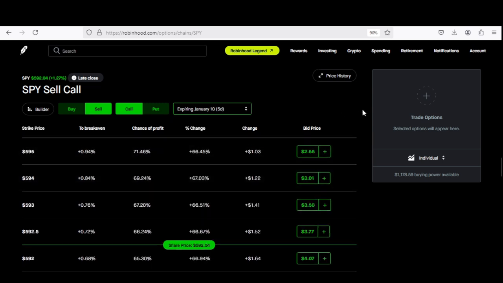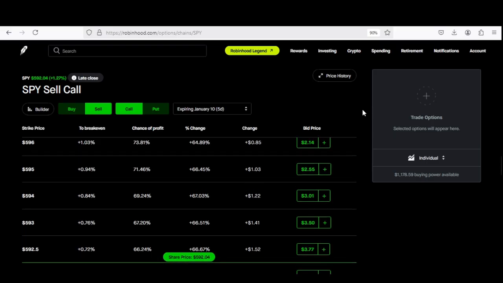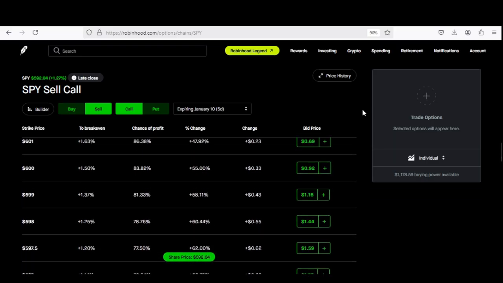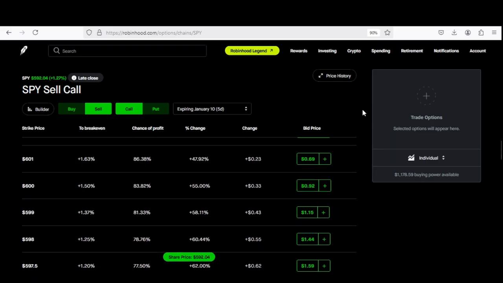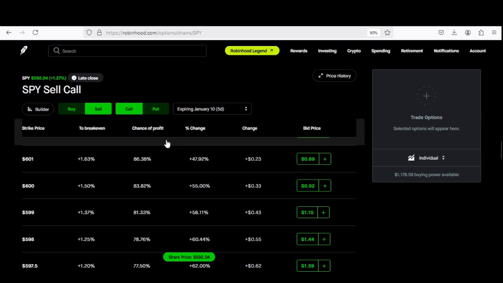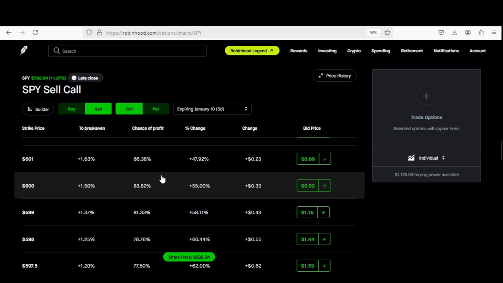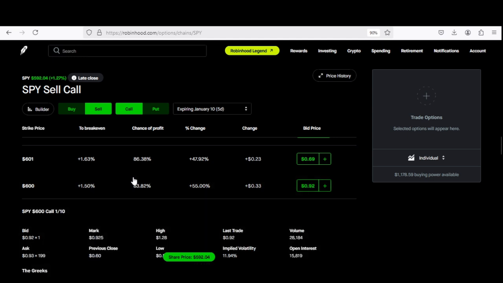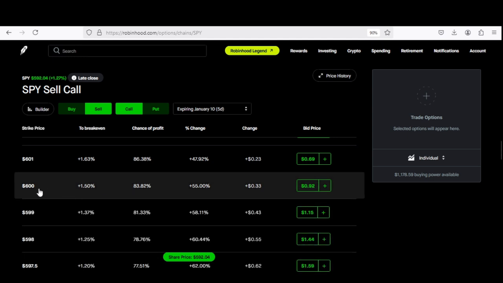Now, in order for this option strategy to be the most effective, it's highly advisable that you choose your strike price above the current share price. And for that, we're also going to be going with a high chance of profitability. As you can see here, the chance of profitability is right here. So we're going to be going with a chance of profitability of 83%. With a chance of profitability of 83%, that's going to lead us to the strike price of $600.